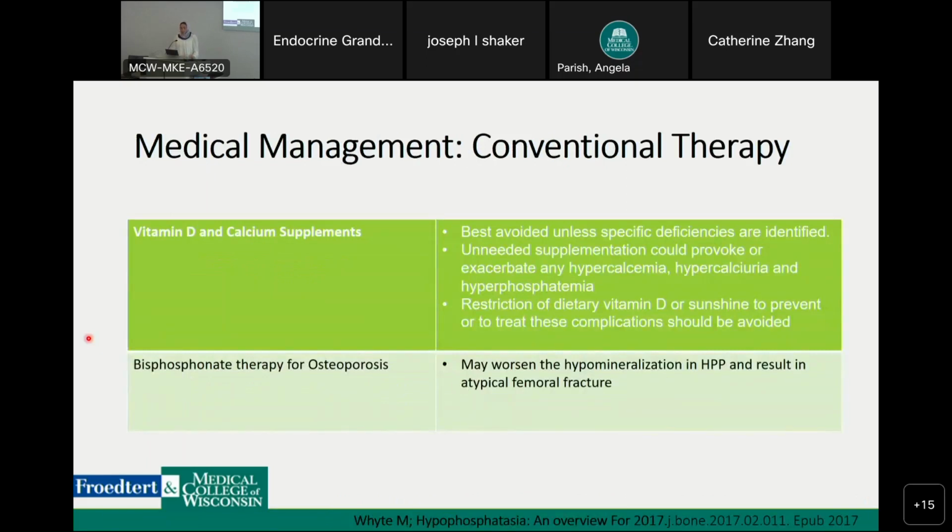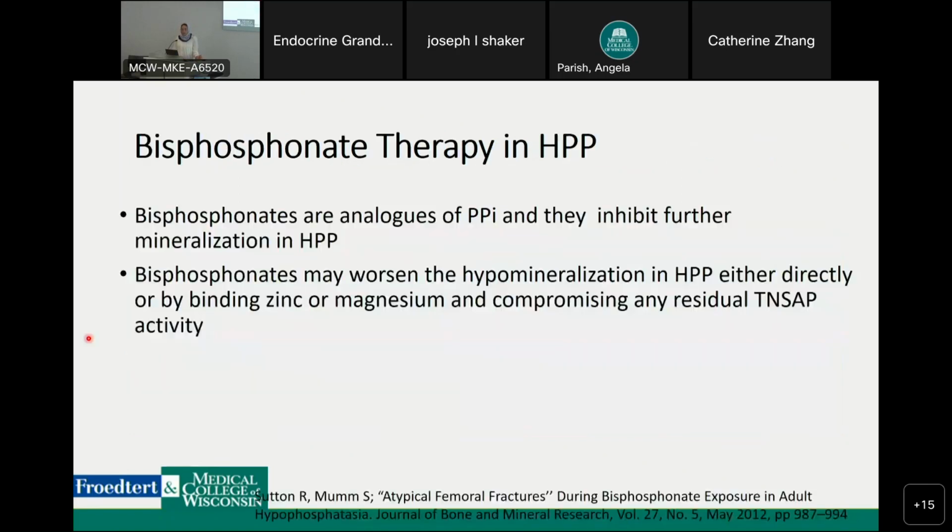So the conventional medical management is vitamin D and calcium. It's actually best avoided in HPP patients because it can lead to hypercalcemia, kidney stones, and nephrocalcinosis. Unless the patient has an obvious deficiency, it's not recommended to start vitamin D and calcium supplements in these patients. And bisphosphonate therapy, we'll talk about that, but I know it's a scary thing in HPP patients because it might worsen the hypomineralization, and it can also result in atypical femoral fracture.